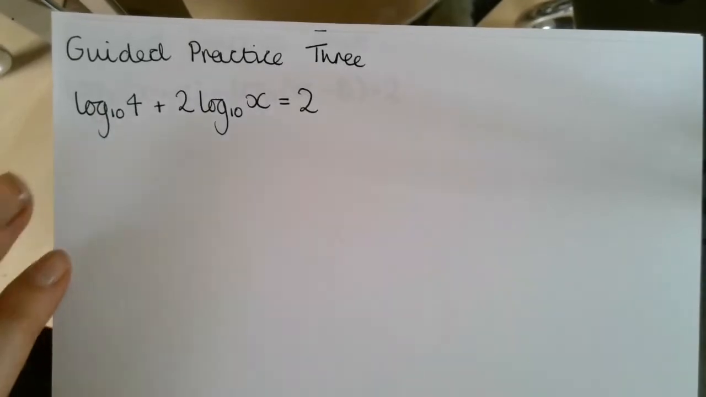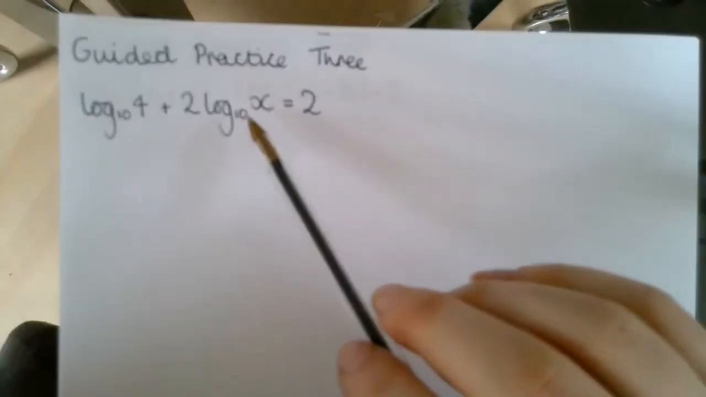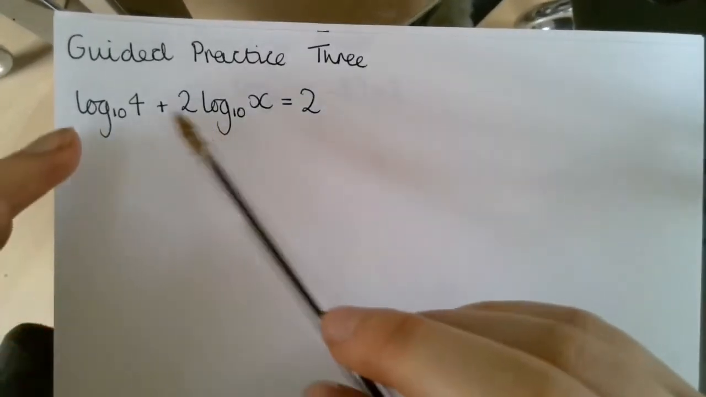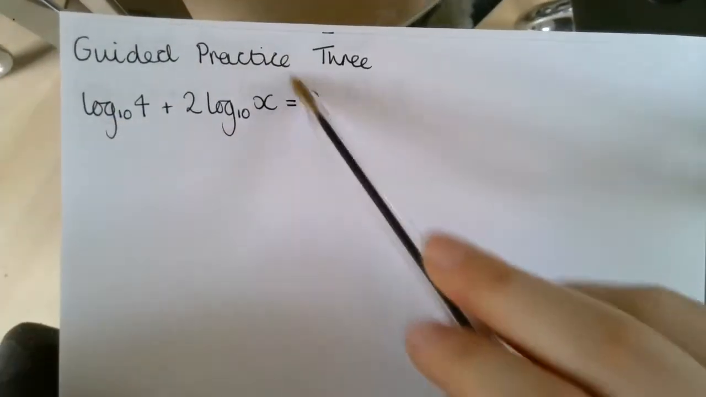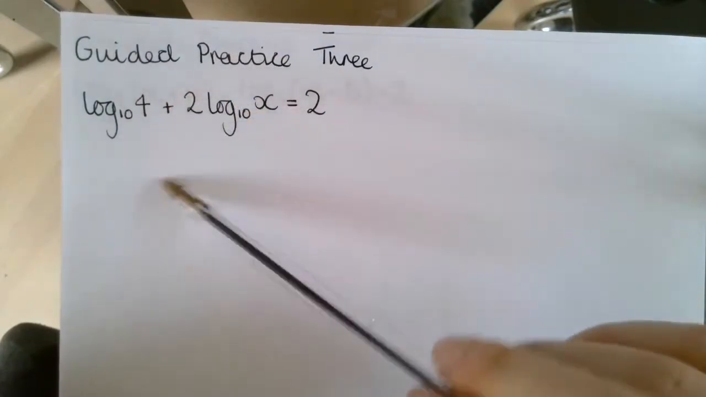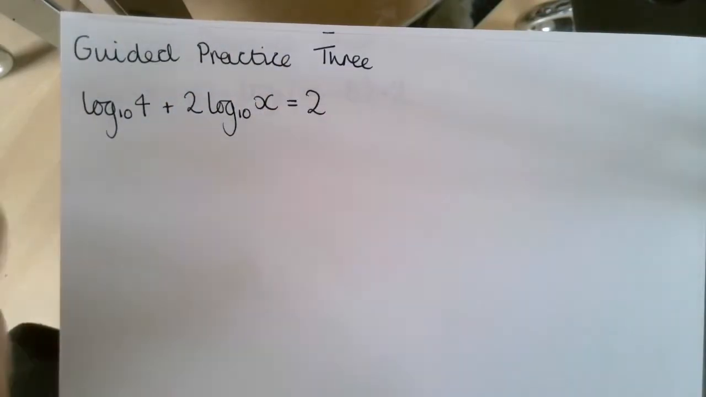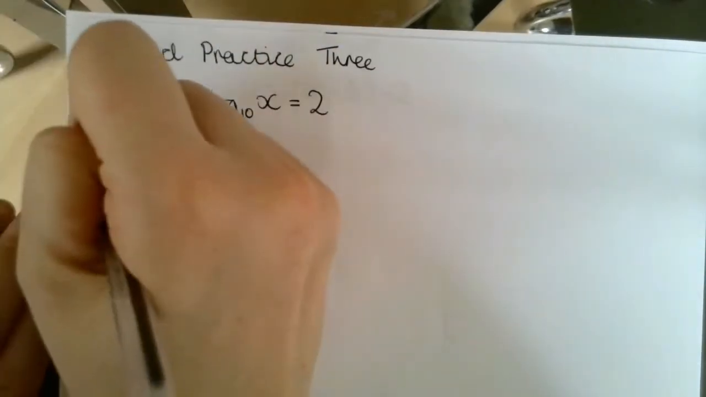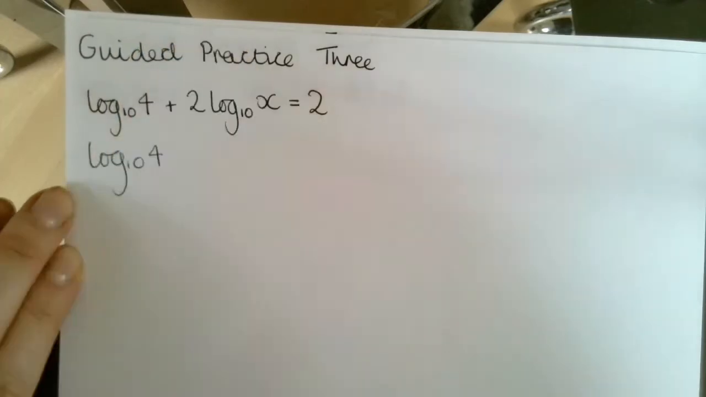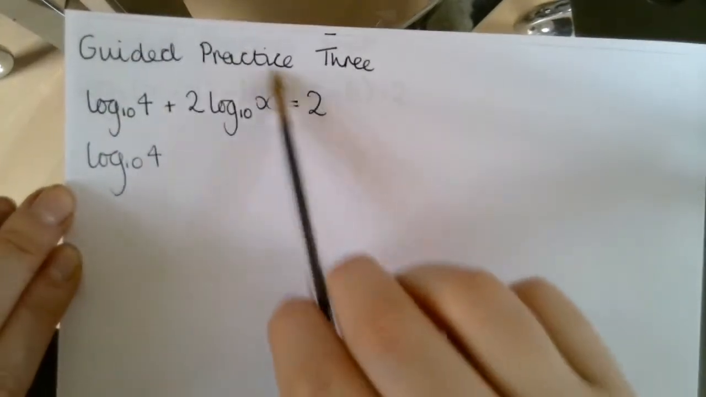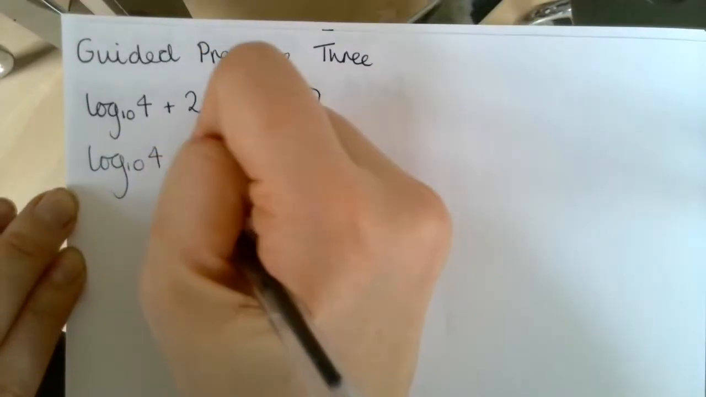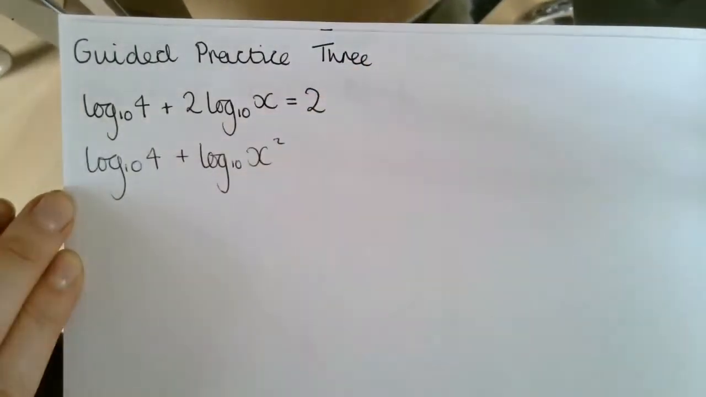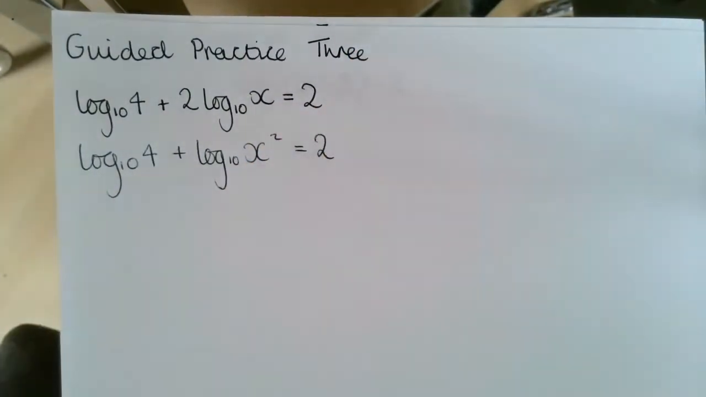For this example, we are given an equation in terms of x involving logarithms. So we want to manipulate this logarithm expression to get it into a linear equation in terms of x that we can solve. So we've got log base 10 of 4. I'm going to use the power rule here and change that logarithm into log base 10 x squared is equal to 2.